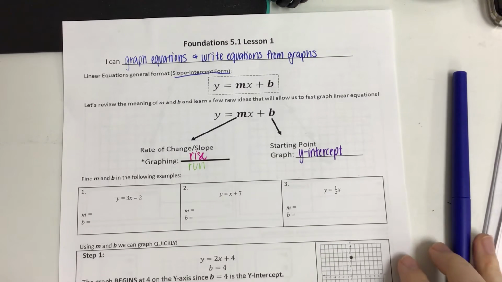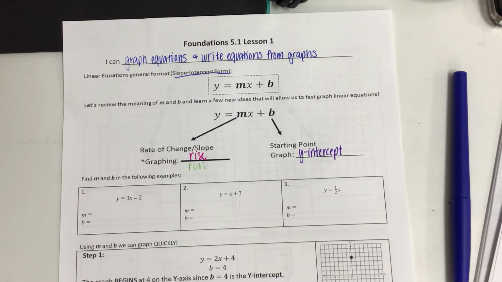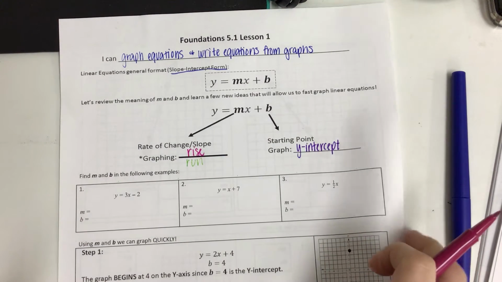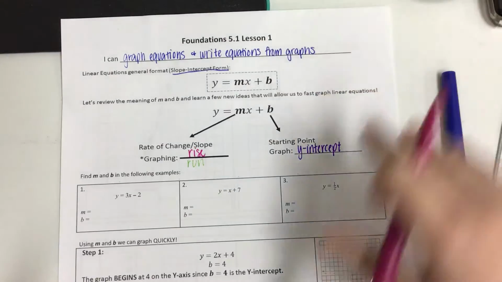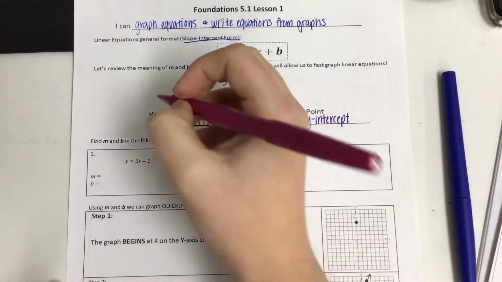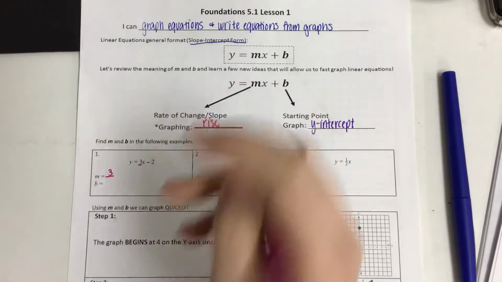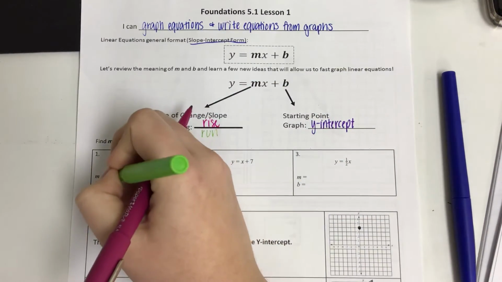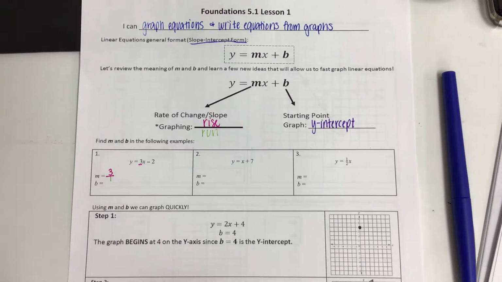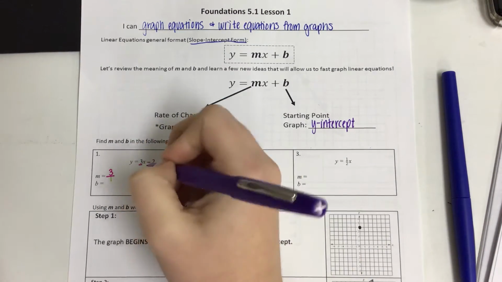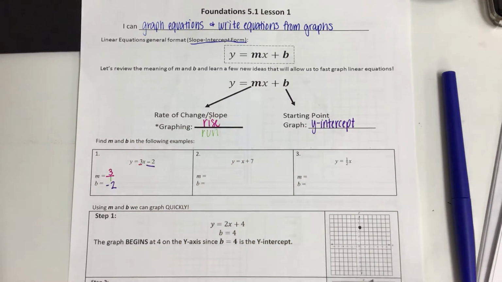Okay, so looking at these equations below, we're going to find our m and our b. So our first equation is y equals 3x minus 2. Our m in the equation is 3. But I want us to go ahead and make it a fraction. So we're going to say that that is 3 over 1, because that's going to tell us our rise and our run. And our b is going to be the negative 2. Don't forget to put the negative with it.